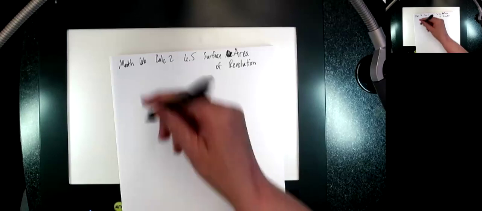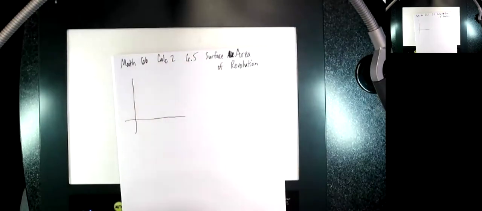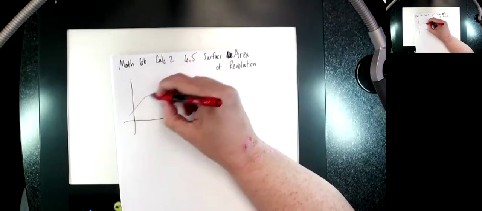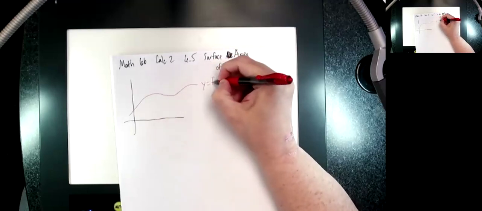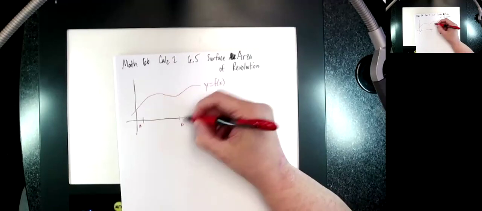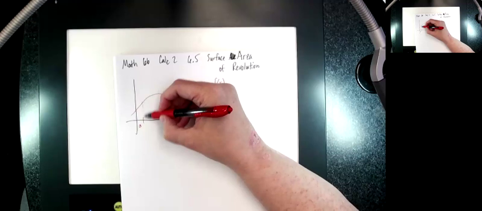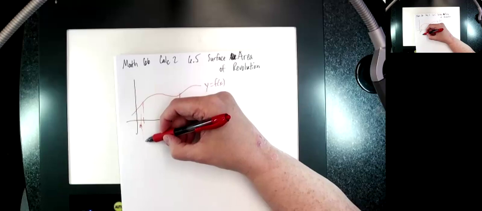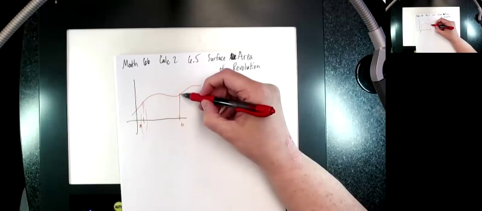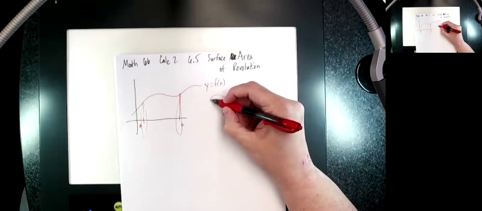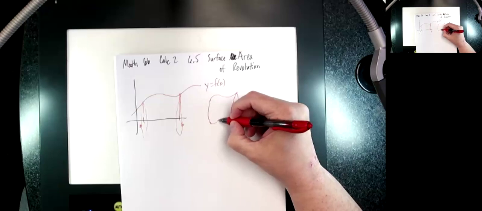All right, so let's take a look at the picture. What we're doing is, we've got some function. This is our f of x, y equals f of x. And from a to b, we're going to take this and revolve it around the x-axis, just like we did in the other chapters. This is going to make a nice little vase, a vase going sideways. It's going to look a little bit like that.